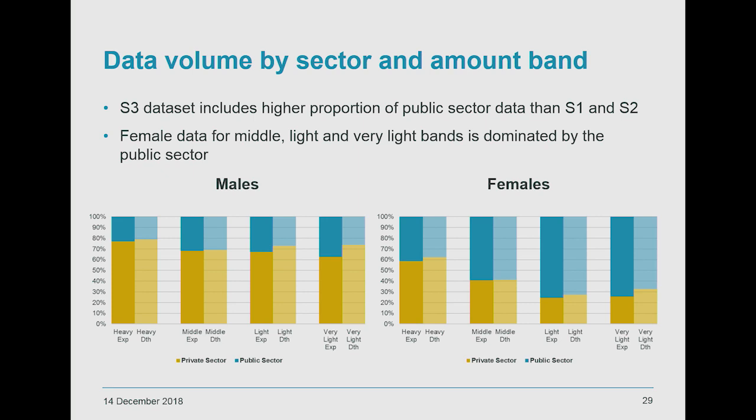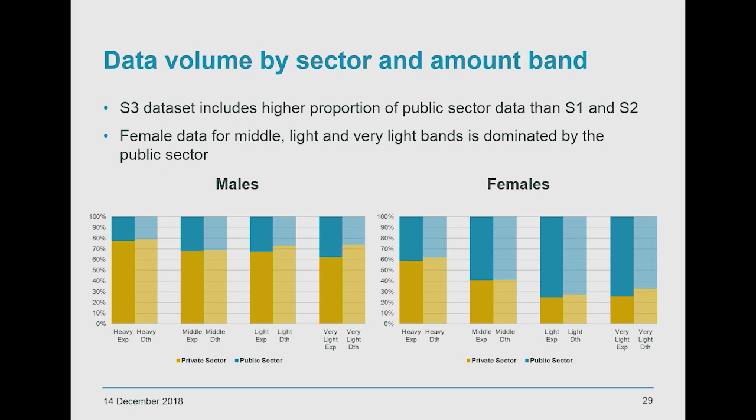And the charts at the bottom of this slide illustrate the proportions of data that are in each of the amount bands that relate to public and private sector data. On the left-hand side, we have males, and we can see here that the blue bars are broadly aligned across the pension amount bands. So for heavy, the lowest pension amounts, we have roughly 20% in public sector and 80% in private sector. And then if we go up the amount bands, it goes up, but only to 35% public sector versus 65-70% private sector data. So it's reasonably consistent across the males data set.